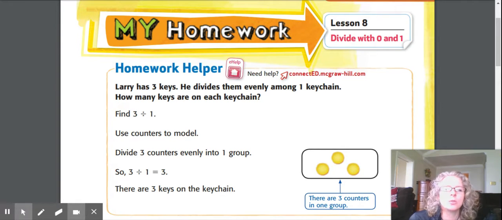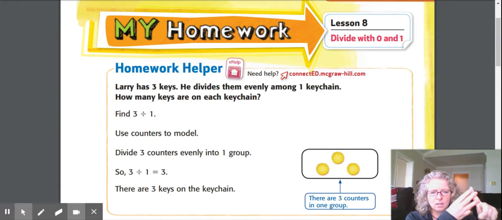I want you to be able to understand when you divide something by 1. So our example is Larry has 3 keys and he divides them evenly among one keychain. So he has one keychain and 3 keys on it. Okay? So how many keys are on each keychain? Oh, look, 1, 2, 3. 3 divided by 1 keychain, 3 keys divided by 1 keychain equals 3.